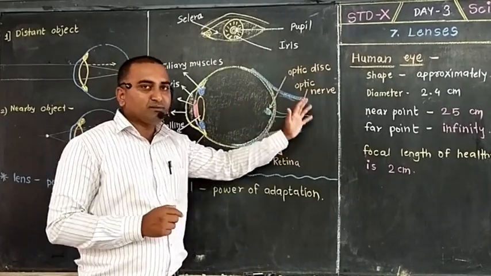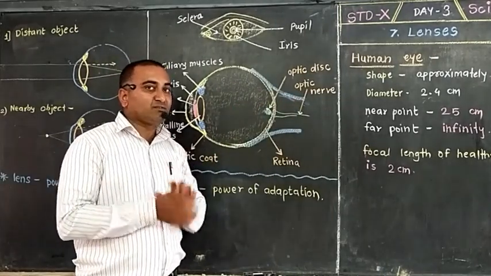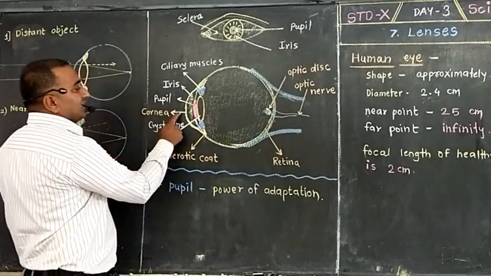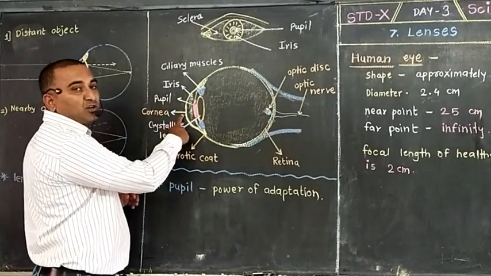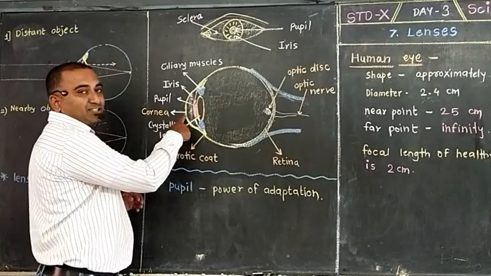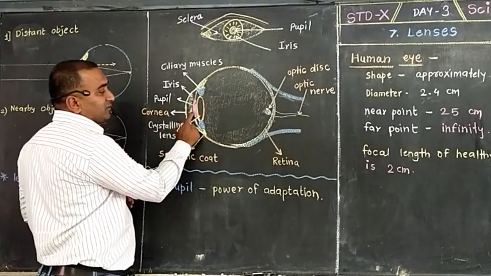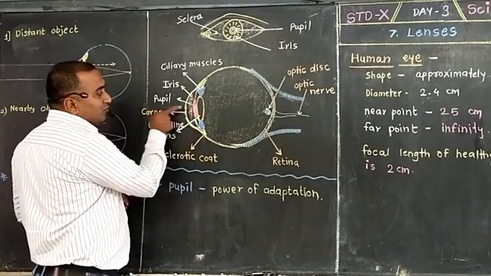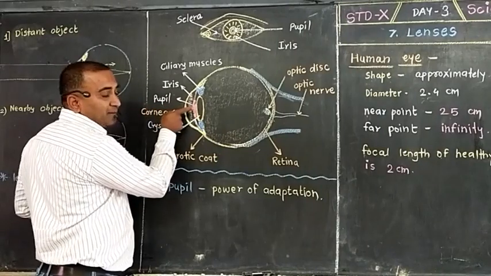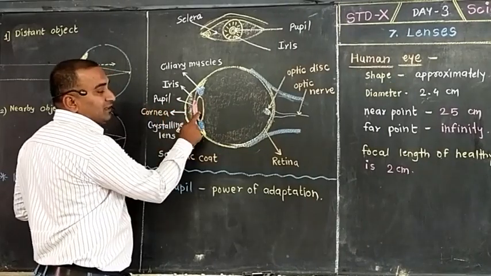Like this, human eyes work. See, once again we are discussing. First, light falls on the cornea. Here is the refraction. From there, at the center of the iris there is a pupil. From the pupil, light enters the human eye.